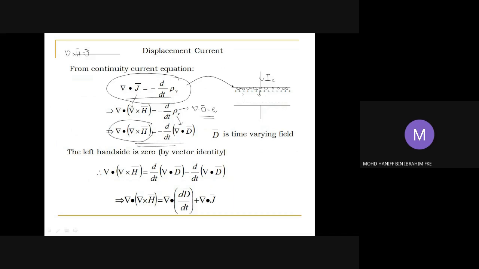But for the left-hand side, this is an identity. When we have any vector that is curled, and subsequently we take the divergence of the result of the curl operation, it is going to have zero value. If we have a vector A, the divergence of the curl of A will be equal to 0. For any vector, the divergence of the curl is equal to 0. That should be the case, based on the identity.